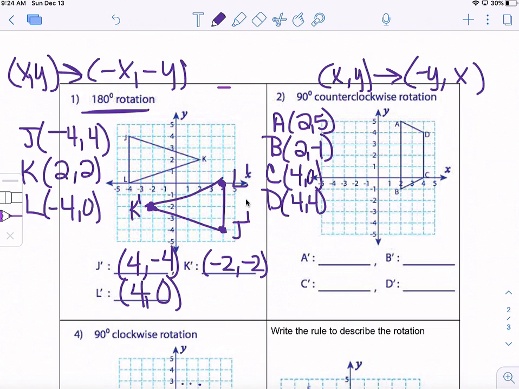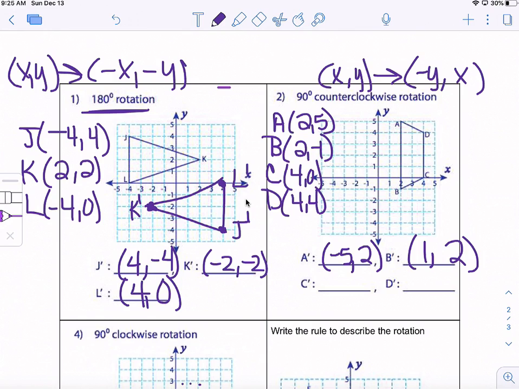Okay, so A prime, where will A prime be? A was at 2, 5, so we're going to take the y, which is 5, and move it to the front, and it's going to become negative. So A prime is going to be at negative 5, and then the x just goes to the back and stays the same. B prime, the y is going to come to the front and become the opposite sign. So this negative 1 is now going to become positive 1. And then the x stays the same and goes to the back, so it's going to just stay a 2.